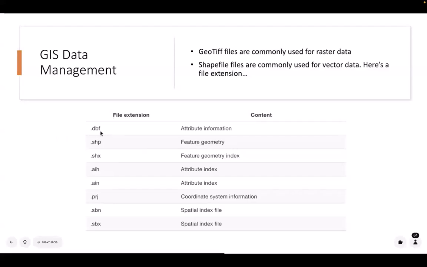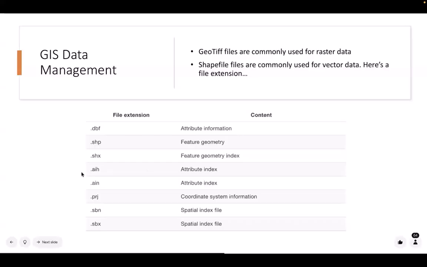You then have the .dbf file, and this stores attribute information. So this could be things like the crime type, the day it was recorded, the street it was recorded on, the severity of the crime type, actions involved, all those additional things that you want associated with your crime type.